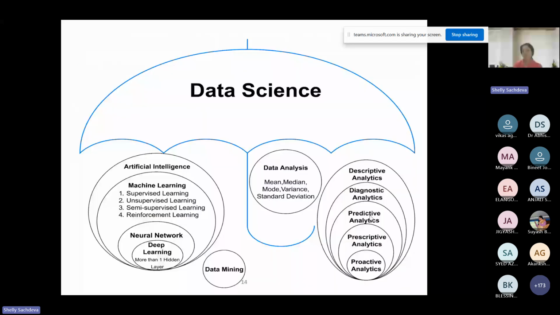Now there are various types of analysis in data science. We start with the descriptive analysis, move on to the diagnostic analysis, then predictive analysis, and prescriptive analysis. In descriptive analytics we just give a description stating that, okay, this has happened, right? In the diagnostic analysis, we usually give a reason: what has happened, and why it has happened.